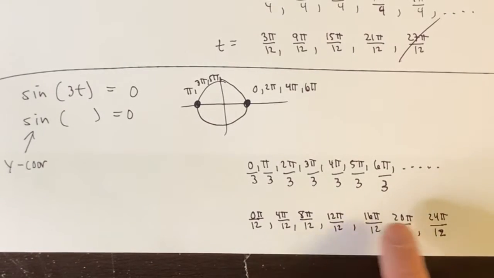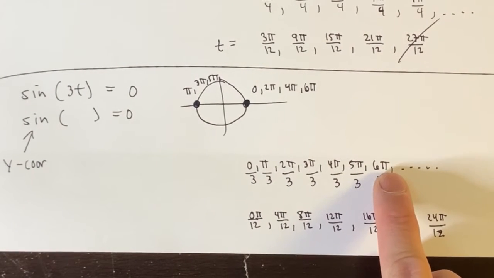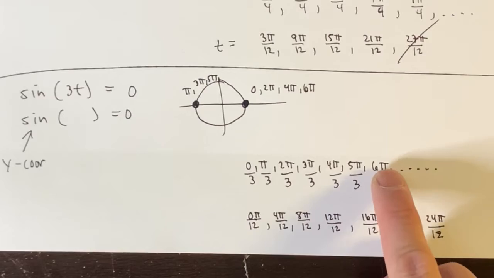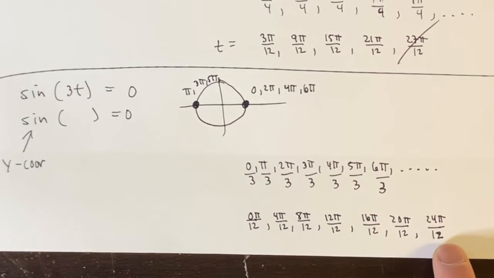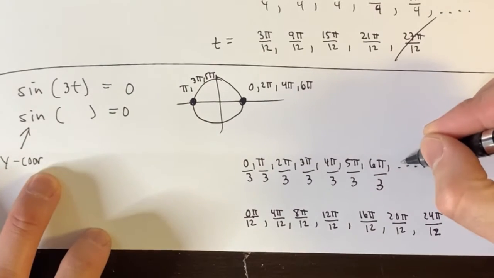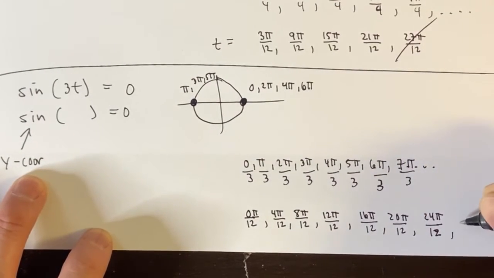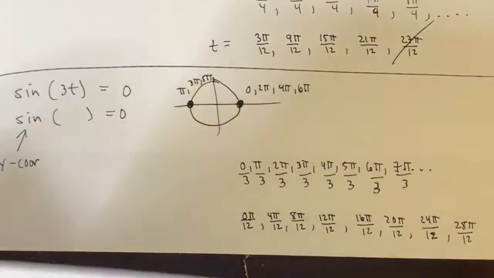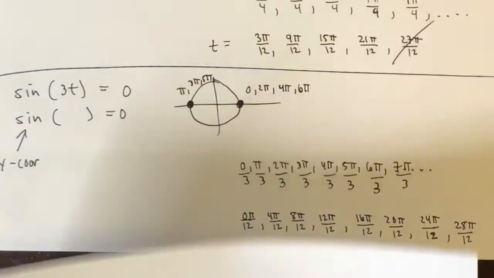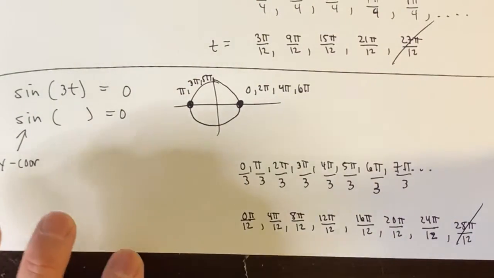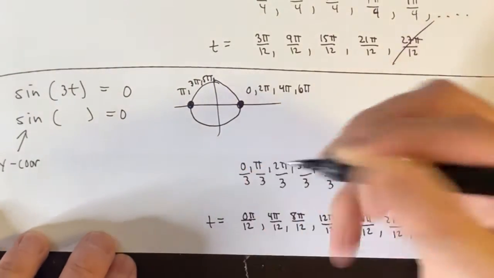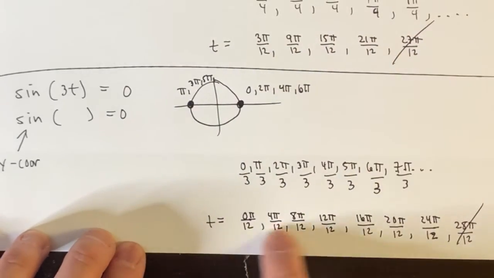So let's rewrite all of these with denominators of 12. As it turns out, this was actually a perfect place to stop at the 6 pi, because the 6 pi over 3 became 24 pi over 12, and that actually is the cutoff. If I had kept counting to 7 pi, then 7 pi over 3 would have become 28 pi over 12, and that would have been no good because it would be beyond the 24 pi over 12. So as is, we have the values of t here and here.